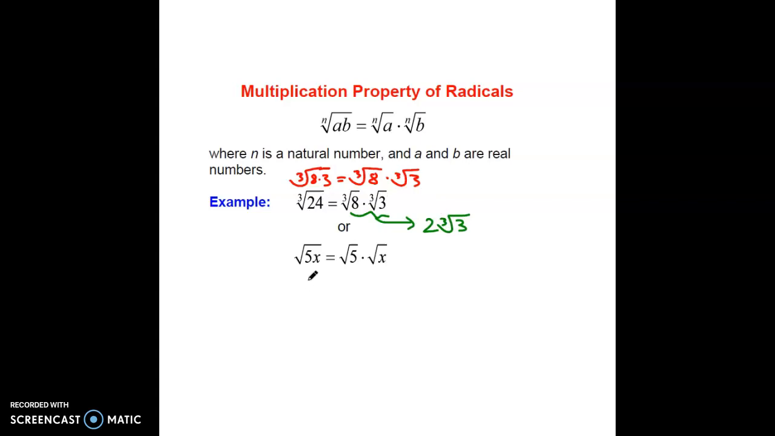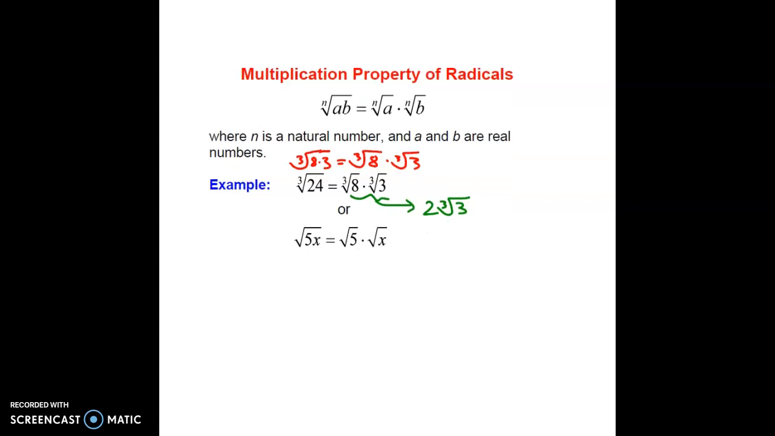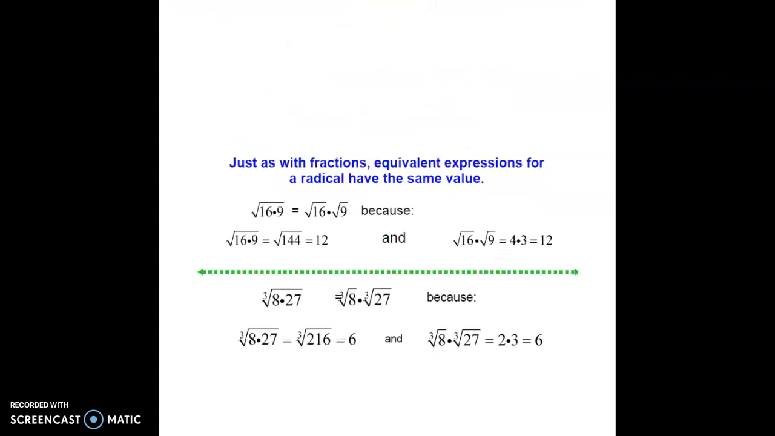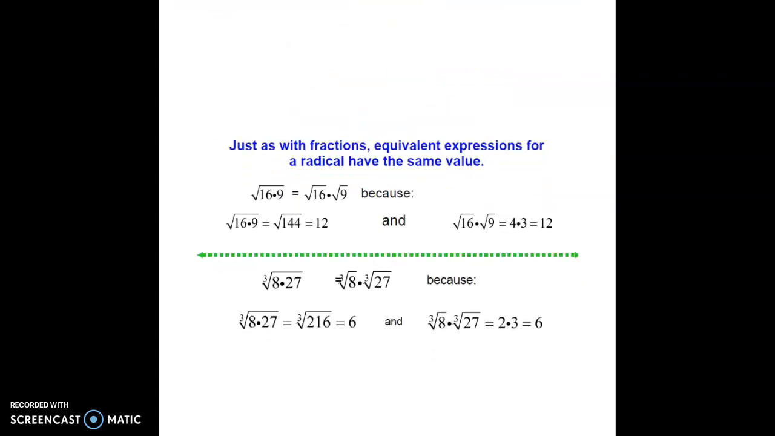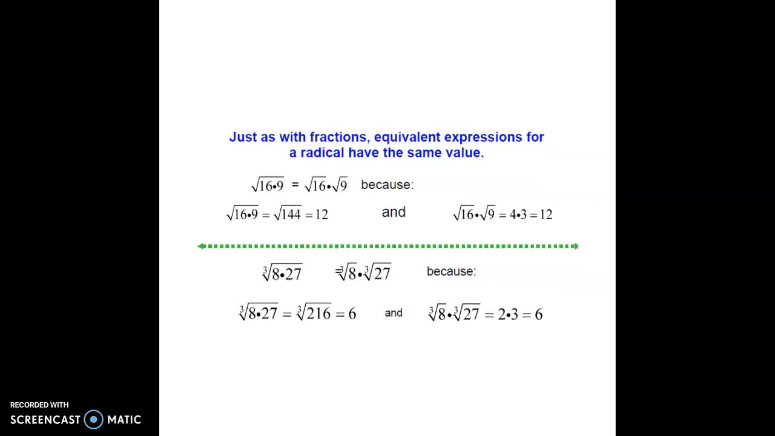Okay, and same thing with this, right? We have the square root of 5x, and that's equal to the square root of 5 times the square root of x. Okay, so just as with fractions, equivalent expressions for a radical have the same value, right? So all that means is that this is the exact same.